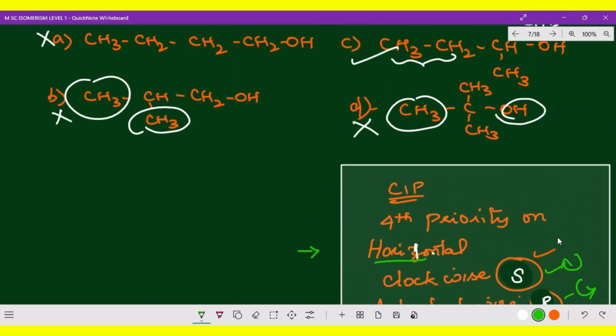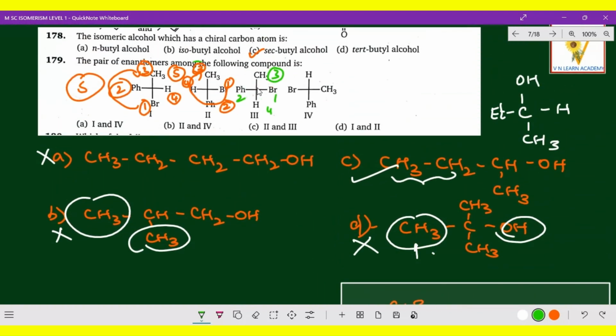Okay, now I think you got an idea. Now is this clockwise or anti-clockwise? So here 1, 2, 3, 4. So that means this is clockwise. So for the third group it is R.